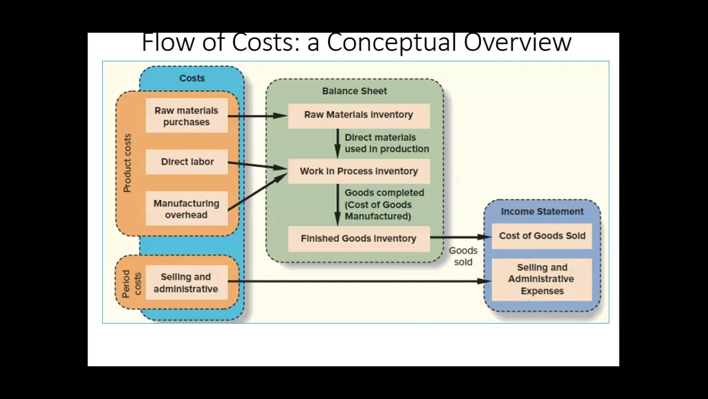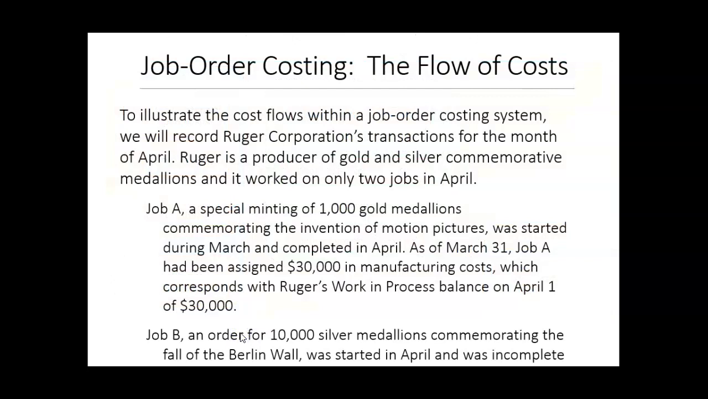So this is a conceptual overview of a job order costing system. It is showing how cost flows from the different types of inventory accounts over to the balance sheet, over to the income statement. Understand the difference between your product cost as well as your period cost. Now, next up, we're going to go through some actual transactions showing how the job order costing system works out, the flow of costs through a job order costing system.